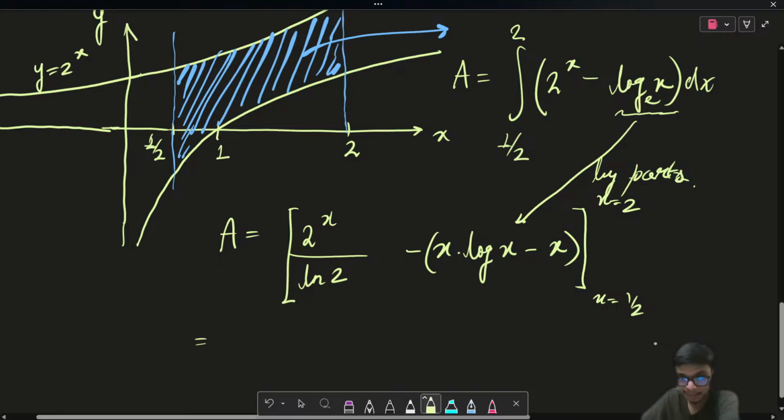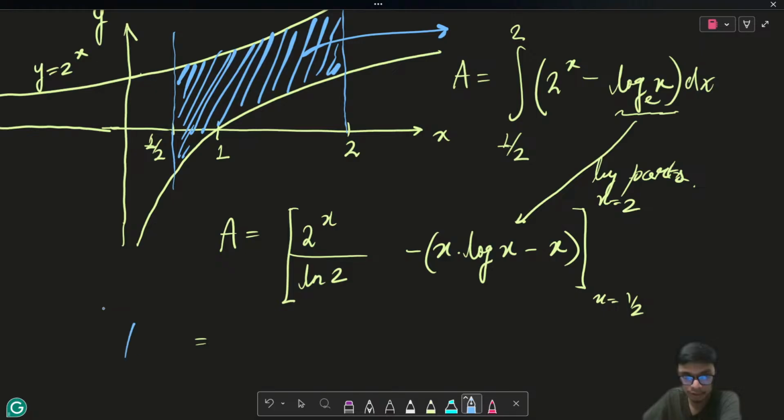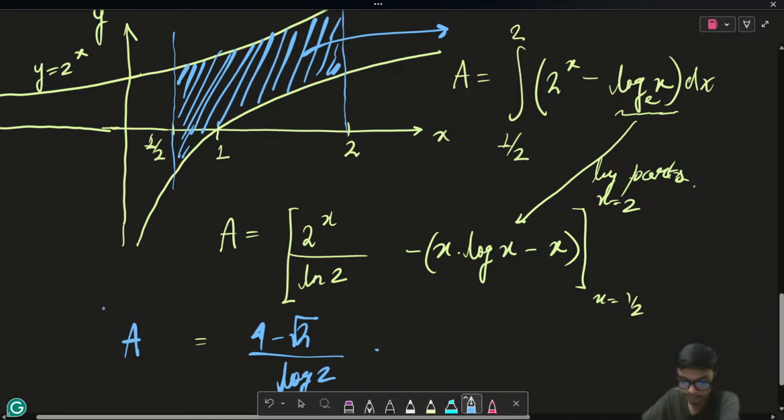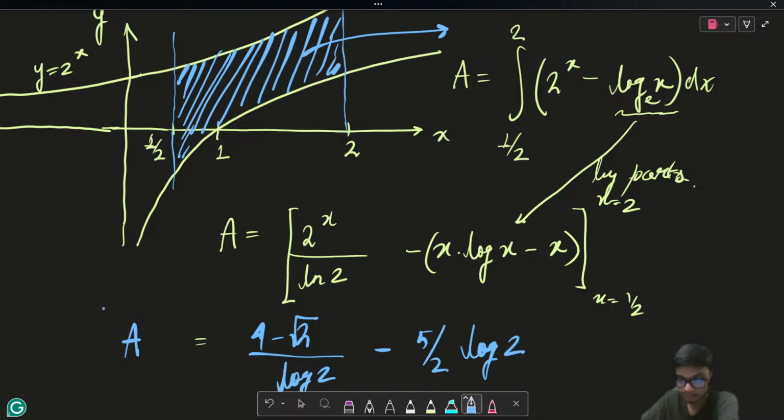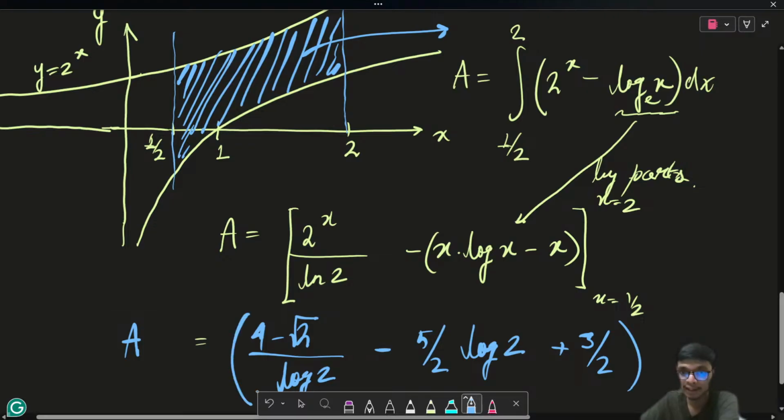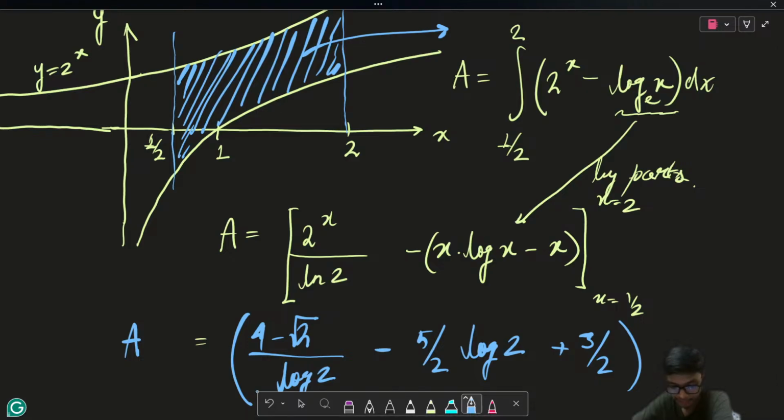So once you put this limit, the answer to this question, the area, is finally going to be equal to 4 minus root 2 divided by natural log of 2, minus 5 upon 2 natural log of 2, plus 3 by 2. So this is going to be the ultimate area, right? Please check whether you are getting this answer or not.